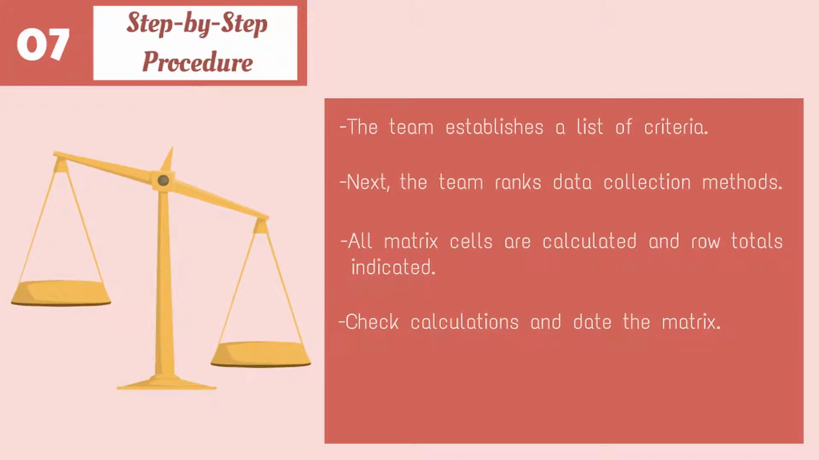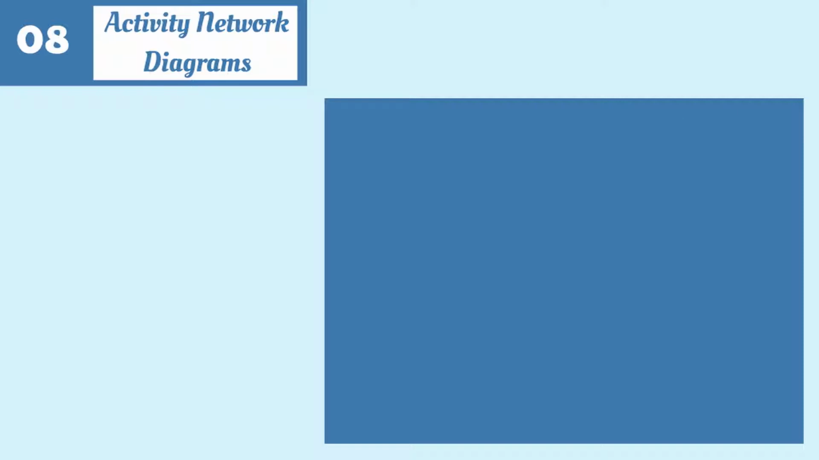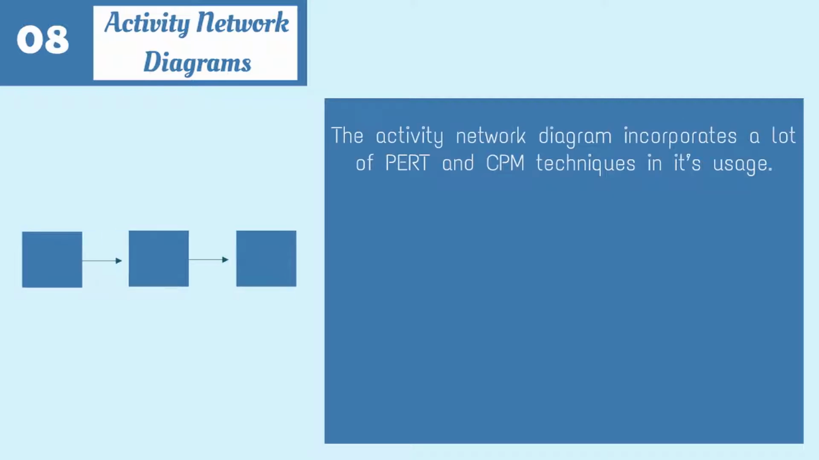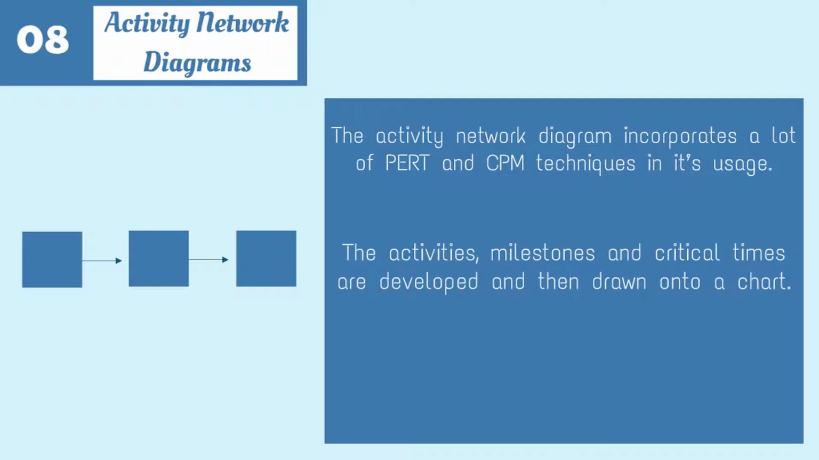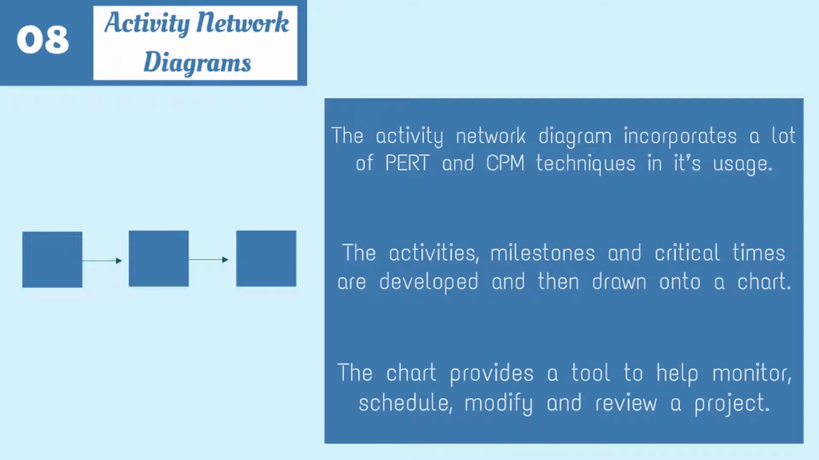8. Activity Network Diagrams. The activity network diagram incorporates a lot of PERT and CPM techniques in its usage. The activities, milestones, and critical times are developed and then drawn onto a chart. The chart provides a tool to help monitor, schedule, modify, and review a project.